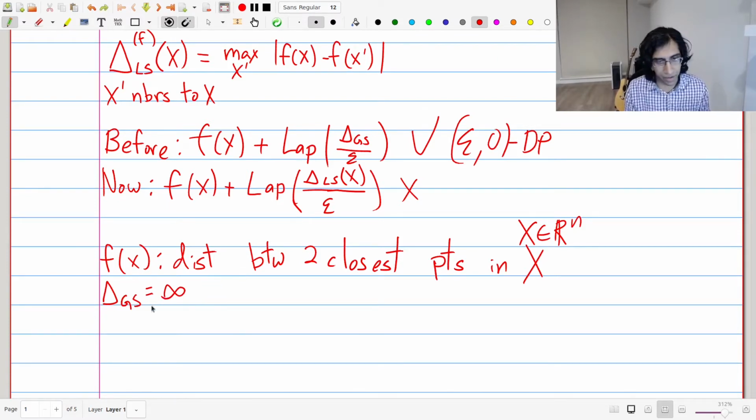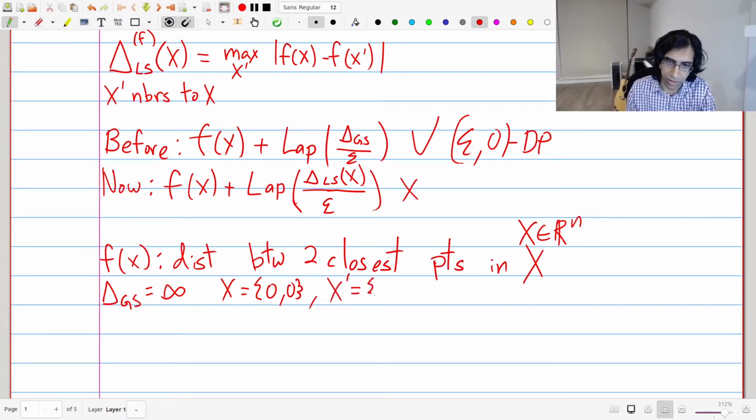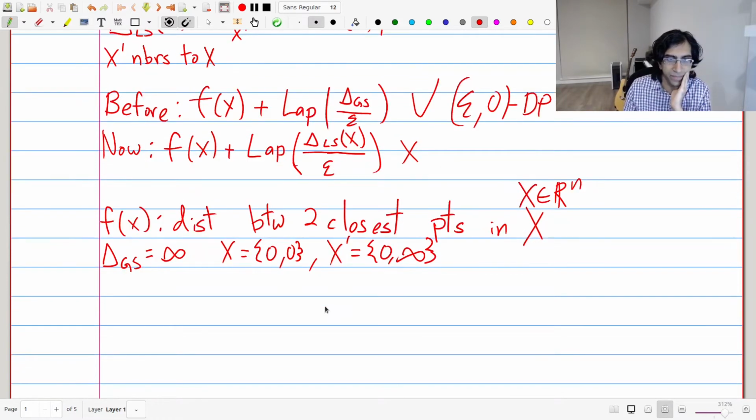I'm not going to write out the example of why it can be, but let's just consider x equals 0, 0. I'll write it, I guess. x equals 0, 0. x prime equals, say, 0, infinity. So that is a case where this shows that the global sensitivity can be infinite. However, we can see that in some cases, the local sensitivity can be much smaller.